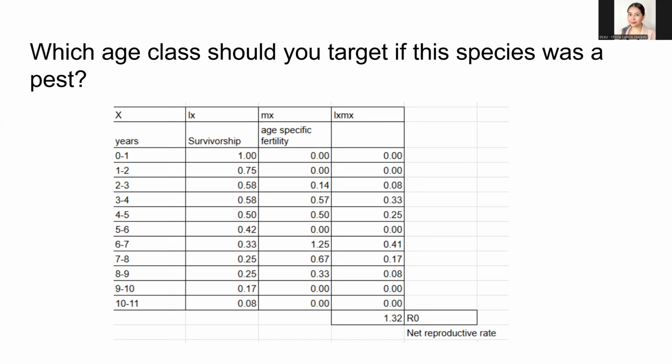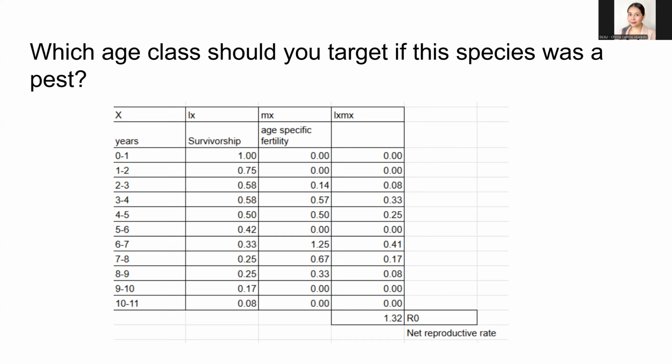It produces the most offspring per surviving individual. So this means that if we remove these individuals, then it would reduce the population's ability to grow the most. Now, targeting peak reproduction is key because it means they won't contribute significantly to the next generation.